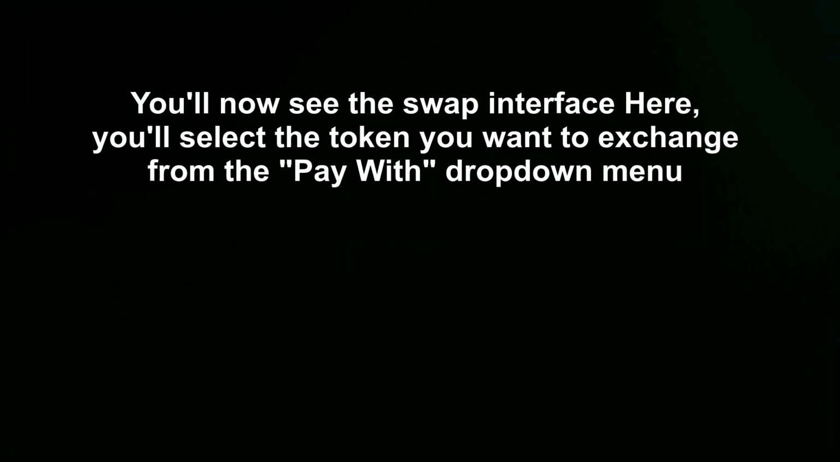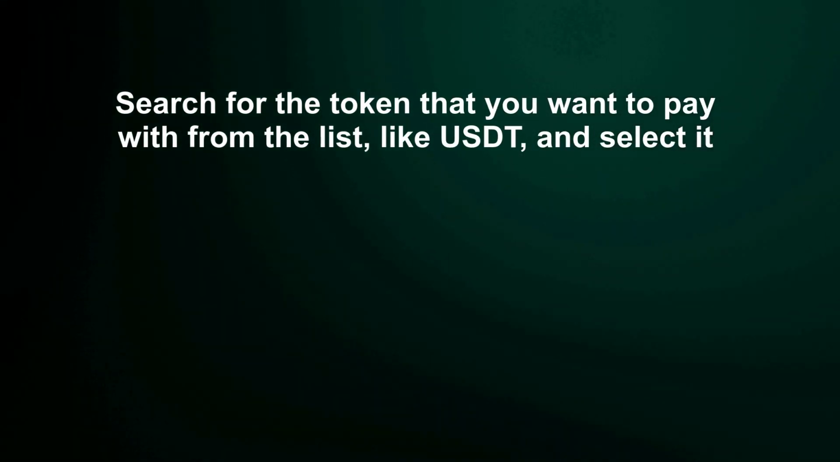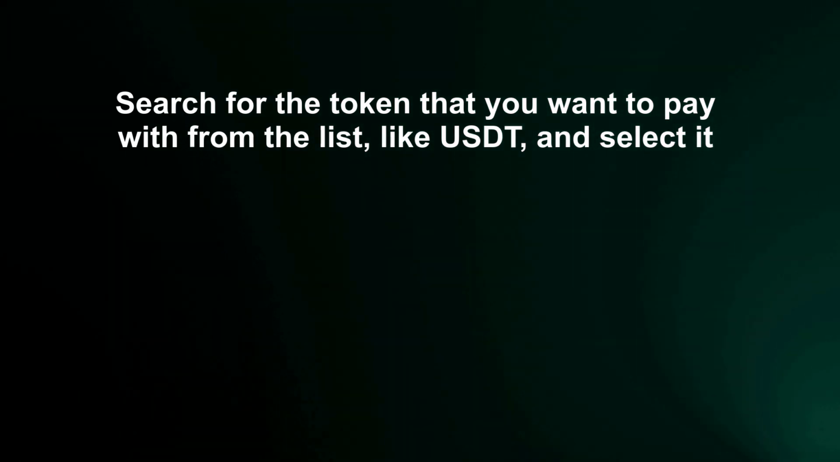You'll select the token you want to exchange from the Pay With drop-down menu. Search for the token that you want to pay with from the list, like USDT, and select it.